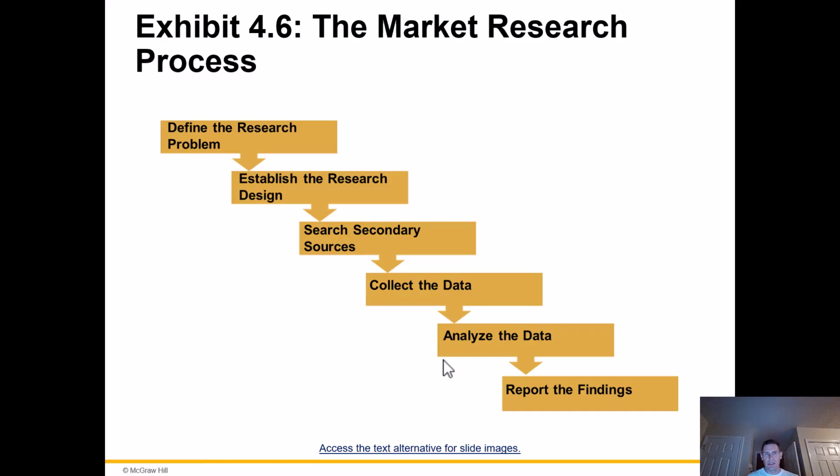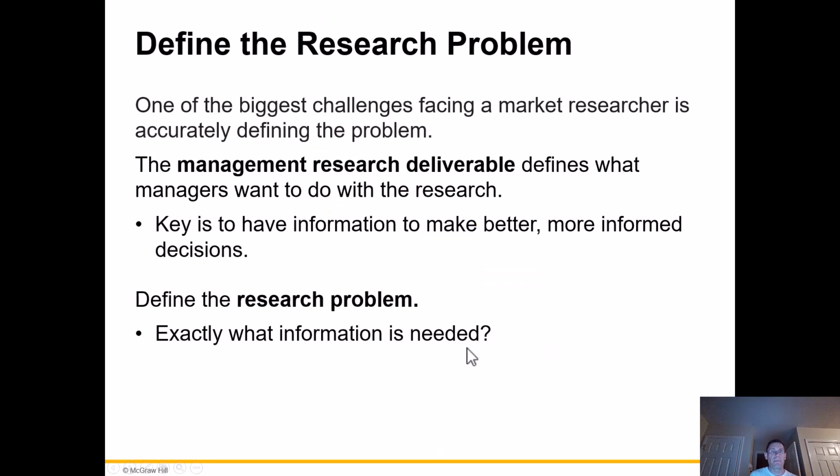So here we see, at the grand topological level, the sort of 10,000 foot view, the market research process. And we'll spend a little time now talking about that. Firstly, we define the research problem. We establish the research design. Then we search our secondary sources. We collect our data. Of course, we analyze the data, and then we report the findings.